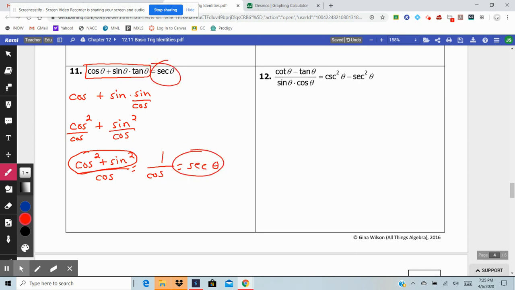And the last one. And you have your options here. I'm going to start with the left side. The right side, you could factor it. That'd be difference of squares. That's about all you could do there. Or you could do 1 over sine squared minus 1 over cosine squared. You might come up with the left side, but I'm going to just start on the left side. On top, I have cotangent, which would be cosine over sine, minus tangent, which is sine over cosine, divided by sine times cosine.